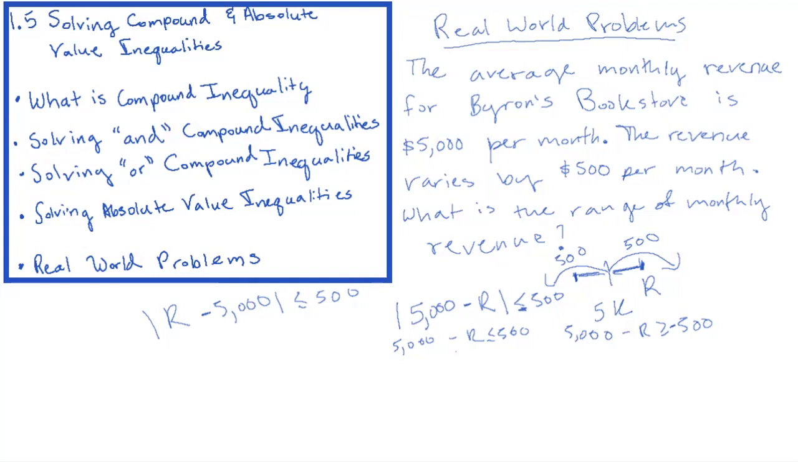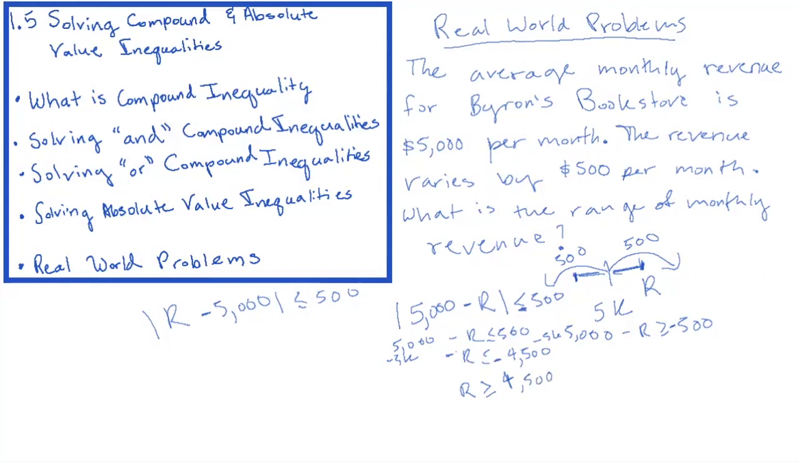With case one, we get negative R less than or equal to, and then we subtract $5,000 from both sides. So minus 5K, minus 5K. 500 minus 5,000 is negative $4,500. And if we divide by negative 1 or multiply by negative 1, we change the sign, don't forget. So R has to be greater than or equal to $4,500.